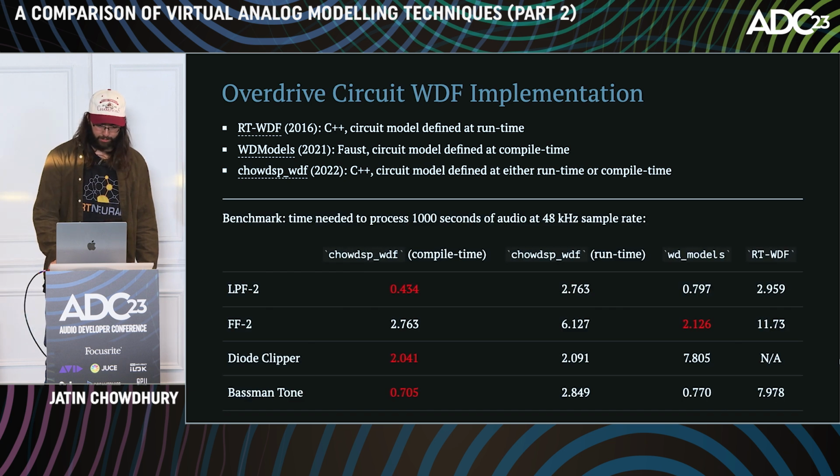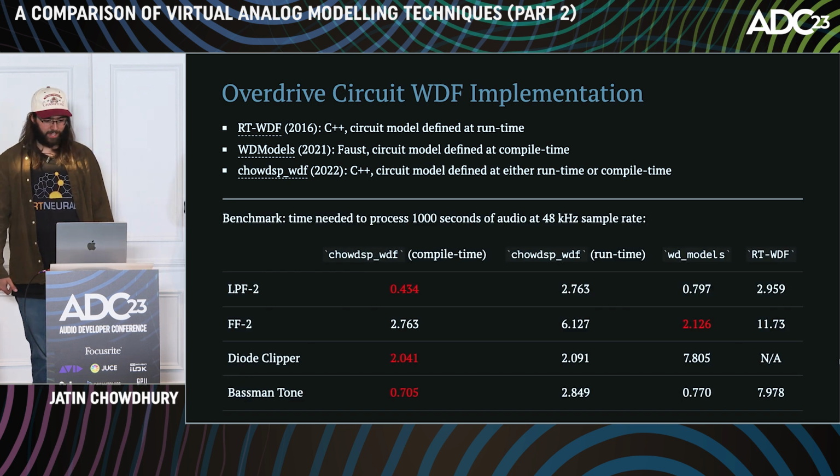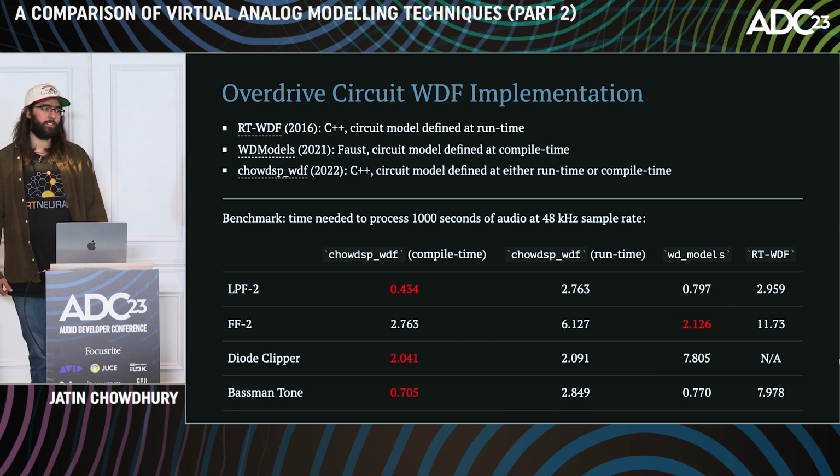And so if you're wondering what's the fastest, well, generally the compile time ones are the fastest. And that's just because the compiler is able to see ahead of time what math you are trying to do to actually implement your model, and it can bust through a lot of virtual function calls and things like that.